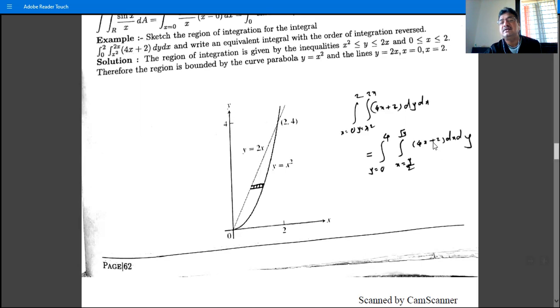There is no change in the function, only a change in the limit. So what are the limits of x? First we write the limit of x. X runs from, suppose there is a question mark, and y is equal to, that is a question mark.